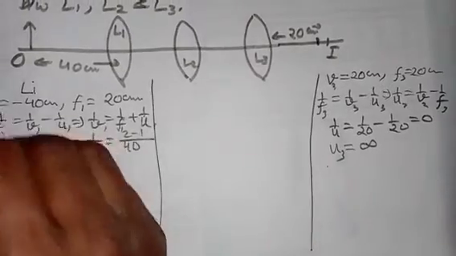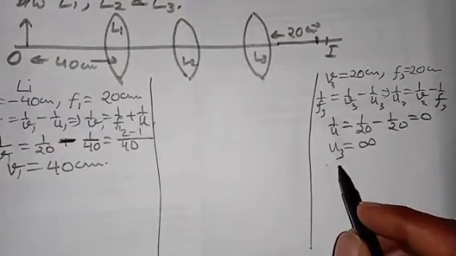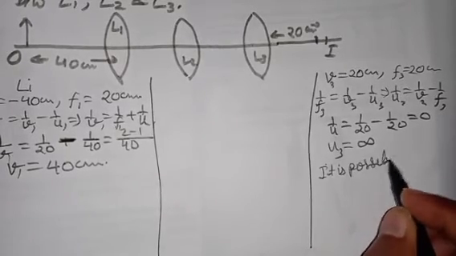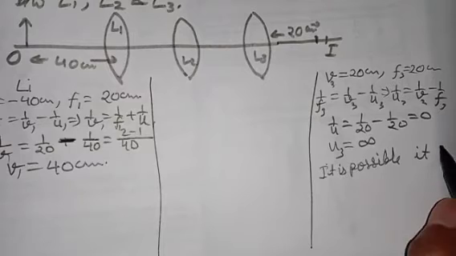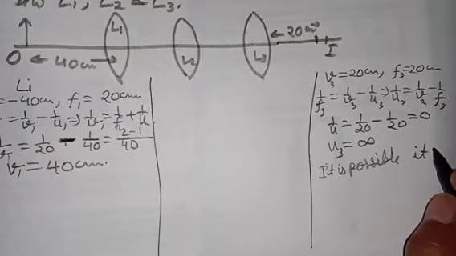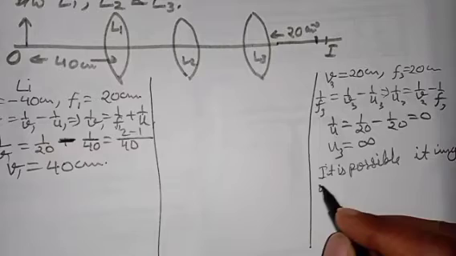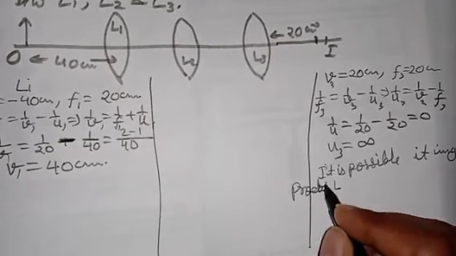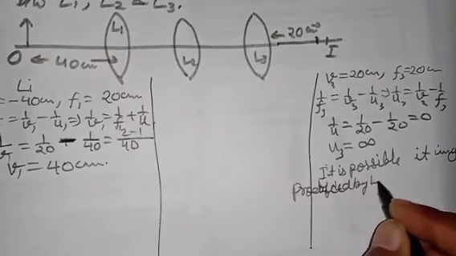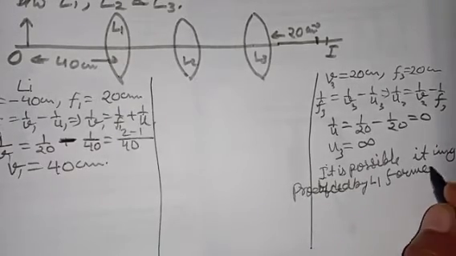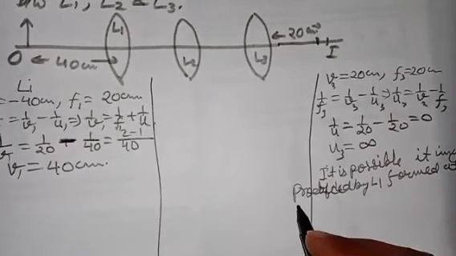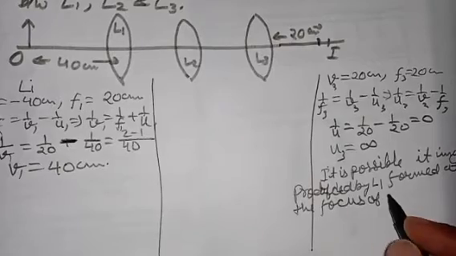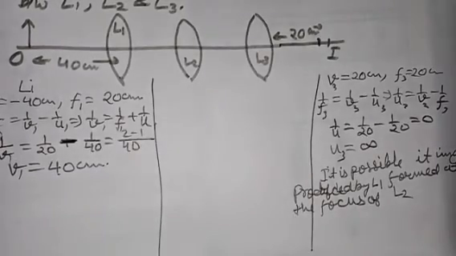U3 is at infinity. It is possible if, so this is the first step, this is the second step, so we have to proceed from here. It is possible if the image produced by L1 is formed at the focus of L2.